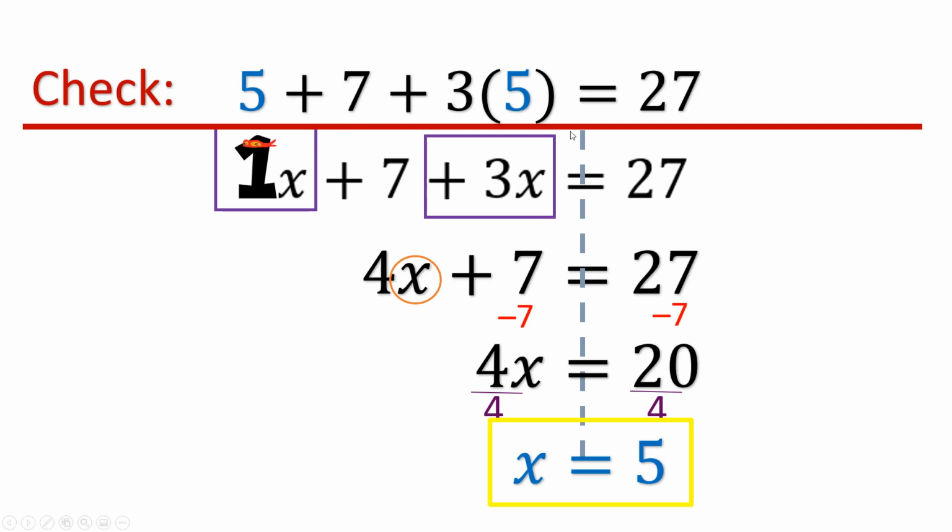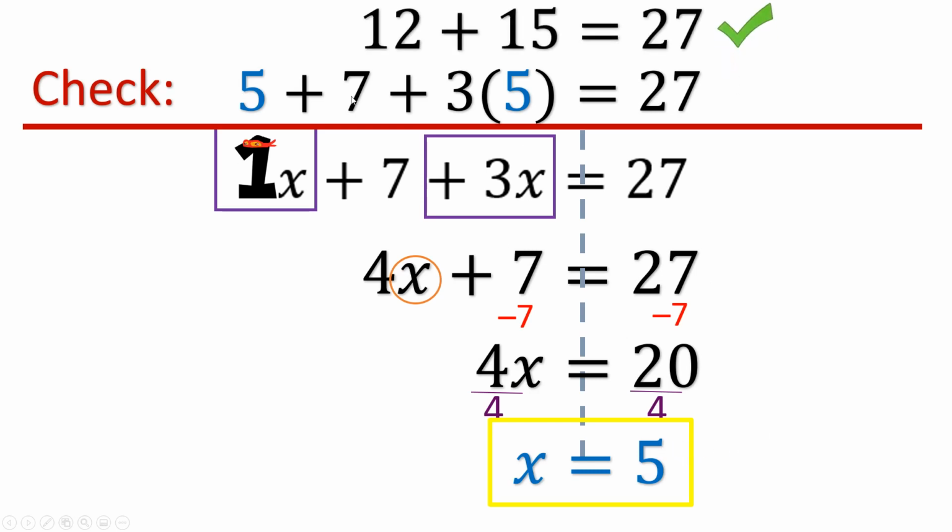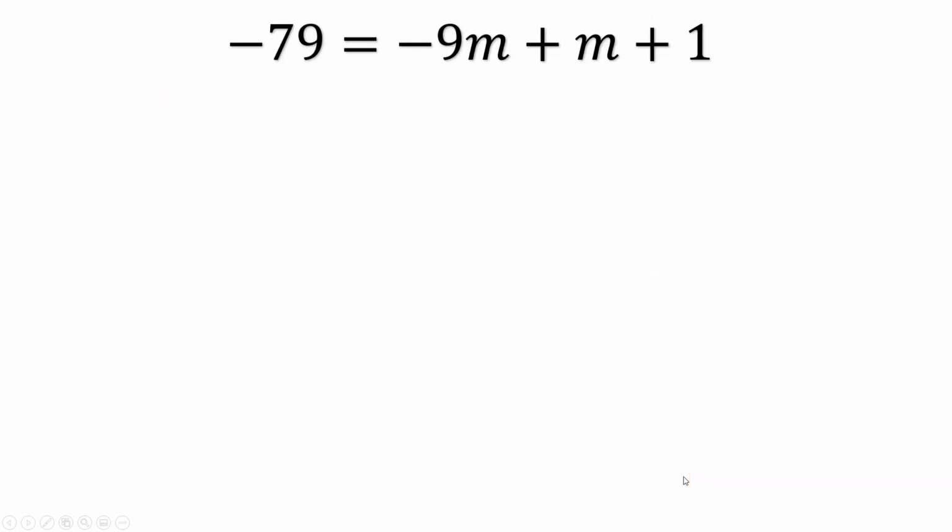We want to make sure this side is equal to 27, meaning this is the solution because it balances the equation. So 5 plus 7 is 12. 3 times 5 is 15. 12 plus 15 is equal to 27, so this is correct.